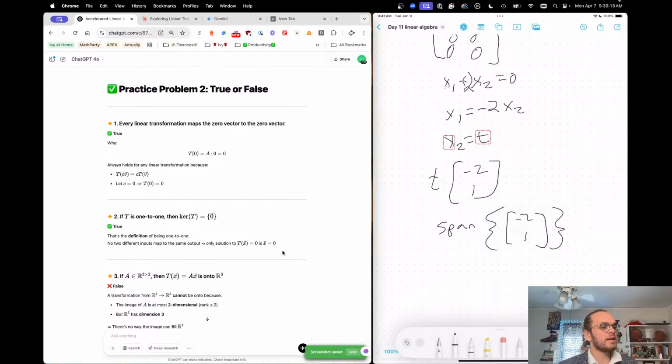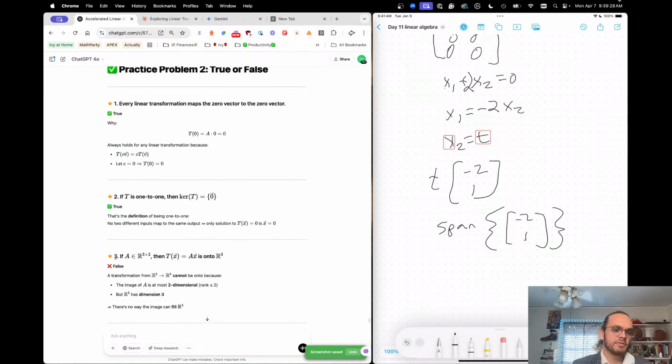What does 1 to 1 mean in algebra again? That means it passes the horizontal line test, meaning that the inverse is also a function. Okay, and then if A is an element of the 3 by 2 set of real numbers, then T of the x vector equals A times the x vector into R3.